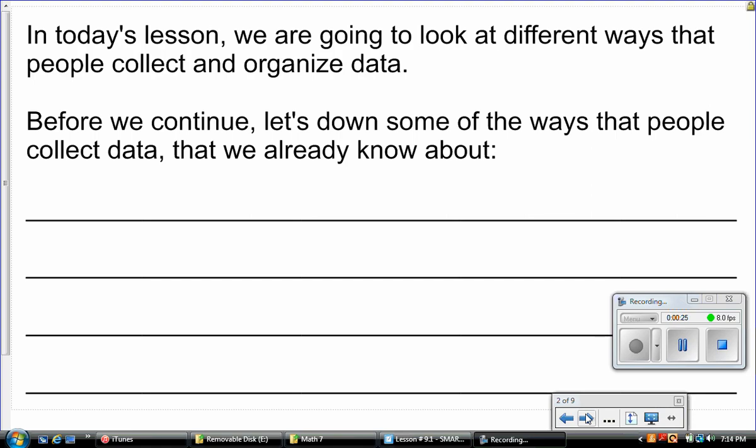Before we continue, let's write down some of the ways that people collect data that we already know about. So let me give you some instructions before you pause the video. Just take a couple of moments to think about some of the ways that you have seen people collect information. You can write down your thoughts on a separate piece of paper if it helps, and we'll share our ideas in tomorrow's class. So pause the video now and think of some ideas.